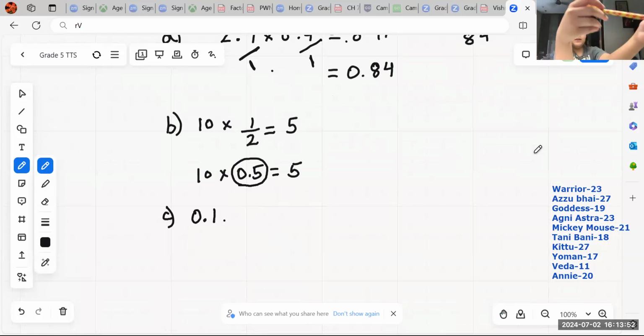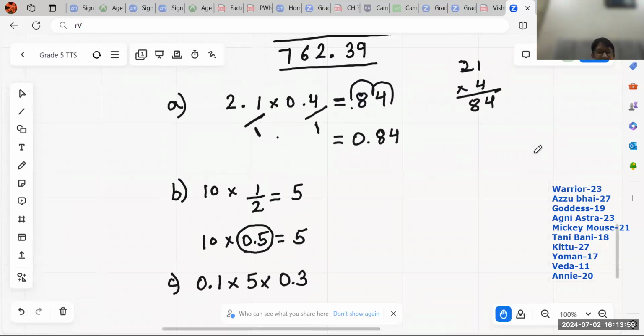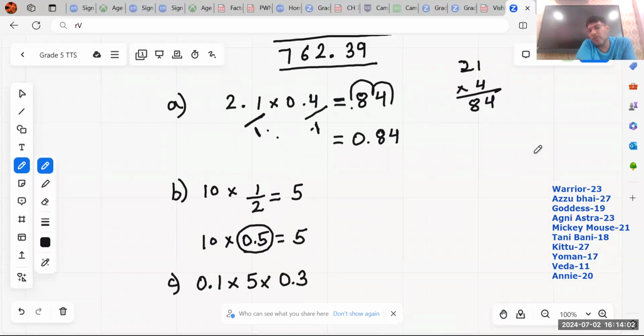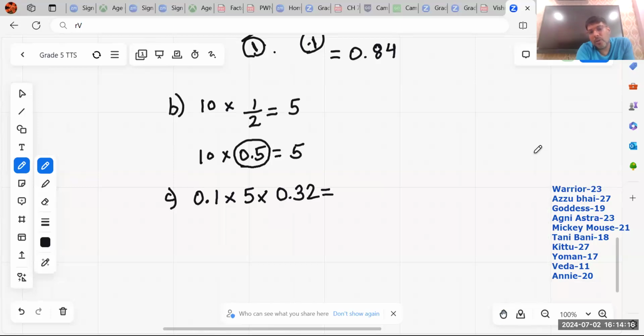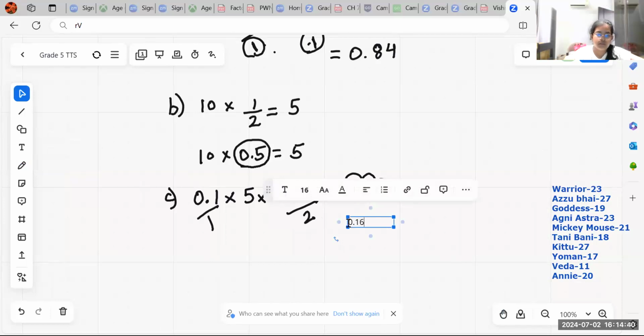Excuse me, sir. Yes, you are excused. Why did we shift two places instead of one? Where? Sir, in the previous one. Because beta, 1 + 1 is 2, isn't it, that's why I shifted 2 places. Okay, sir. How do we know how many places we have to shift? Beta, we count the total number of digits after the decimal. Okay. Now let's see this multiplication. First I will multiply normally: 32 × 5 is 160. Now, how many places will I shift? 2 here, 1 here. Total 3 places. So 1 shift, 2 shift, 3 shift. My answer is 0.16. My answer is what? 0.16.